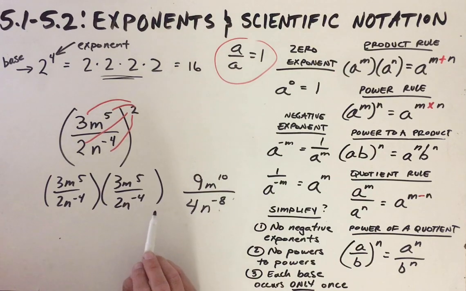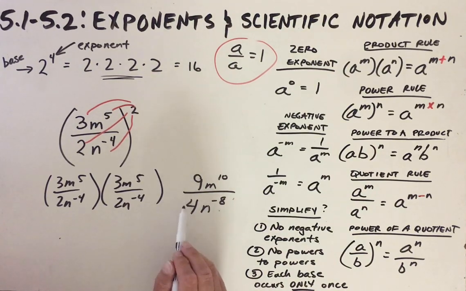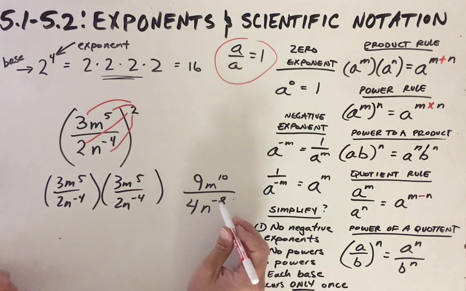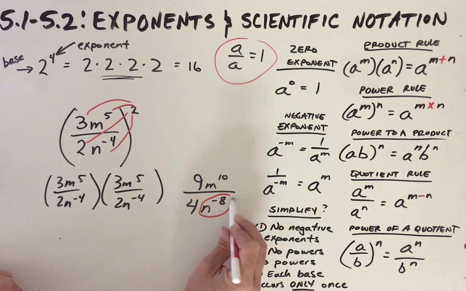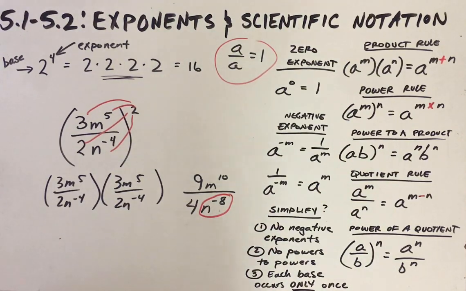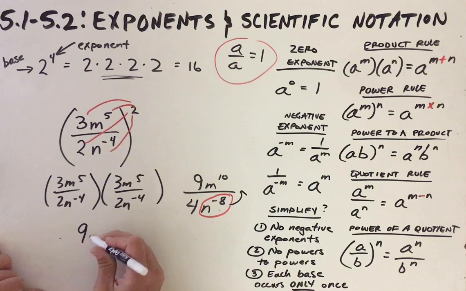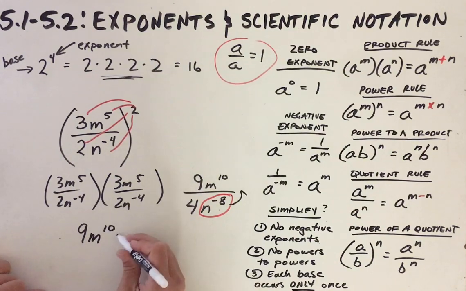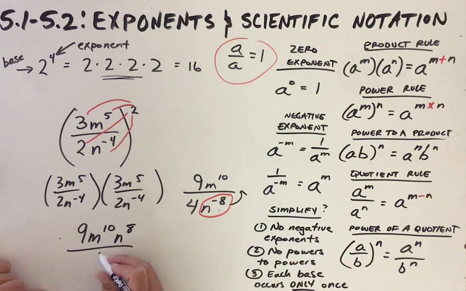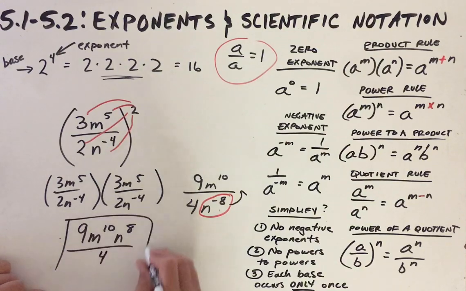How do I know when I'm done? Well, I can't simplify 9 and 4. I see m and I see n only once, but here I still have this negative exponent that I need to take care of. Well, how do I take care of this negative exponent? Notice that I circled its base. It does not belong to this 4. It only belongs to the n. That means it's going to have to go upstairs to be positive. So I'm going to have 9m to the 10th, n to the 8th, all over 4. And this would be all the way simplified.